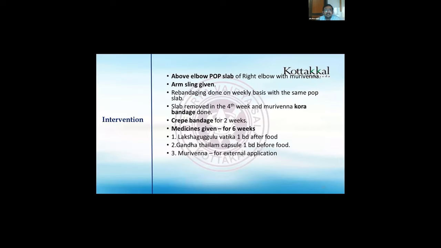Since there was no need for much reduction, as there was not much displacement, an above-elbow POP slab was done. Okay. And Murivenna sleeve. Rebandaging was done every week. The immobilization method we used was POP, not a kusha or splint type of immobilization. Every week we were changing the bandage and we advised the patient to pour Murivenna daily, 3 teaspoons, 15 ml, morning and evening over the area.